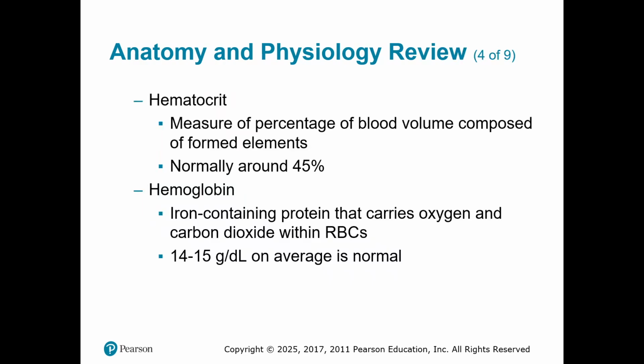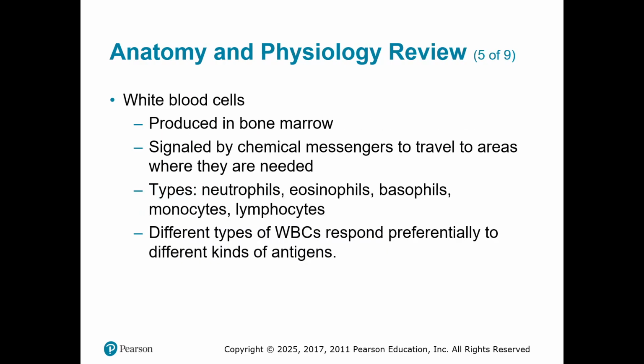14 to 15 grams per deciliter on average is normal. Let's look at the white blood cells. Just like every blood cell, it's made in the bone marrow. And it's signaled by chemical messengers to travel to areas where they're needed.